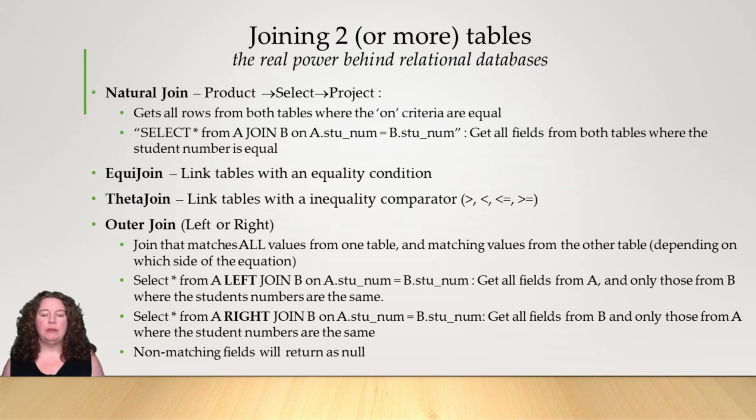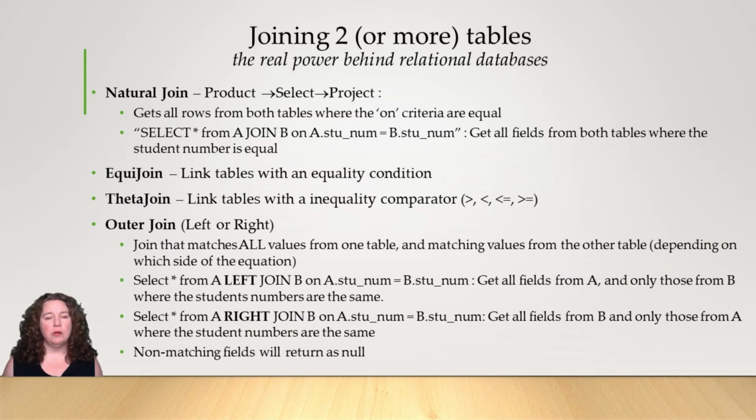So whatever your table names are, you can alias them to A and B, but essentially table name A, table name B. And then we're going to use the keyword ON to say A dot student number is going to be equal to B dot student number. And this will get all of the fields from both tables where those student numbers are equal.